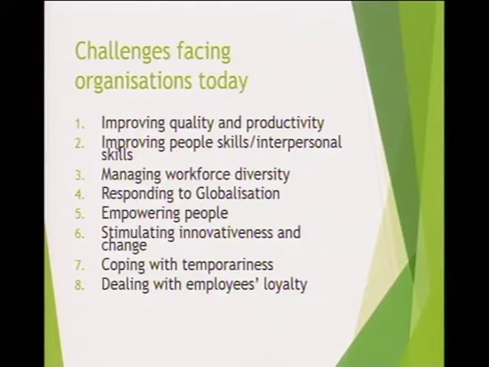The first one is the issue of quality and productivity. There's always a drive to improve quality, a drive to improve productivity. The challenge of improving people's skills or interpersonal skills. The challenge of managing human resources or diversity in the workplaces. The challenge of responding to globalization.